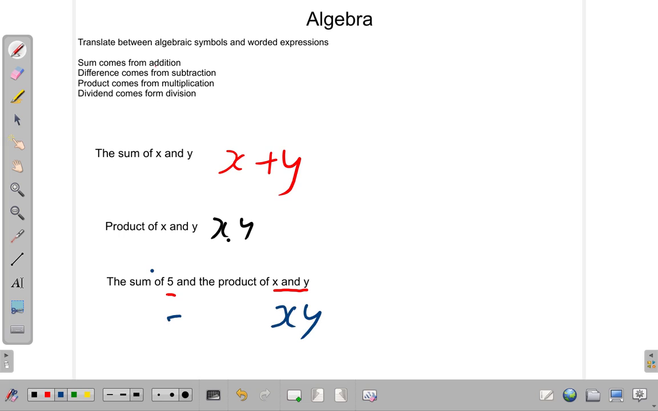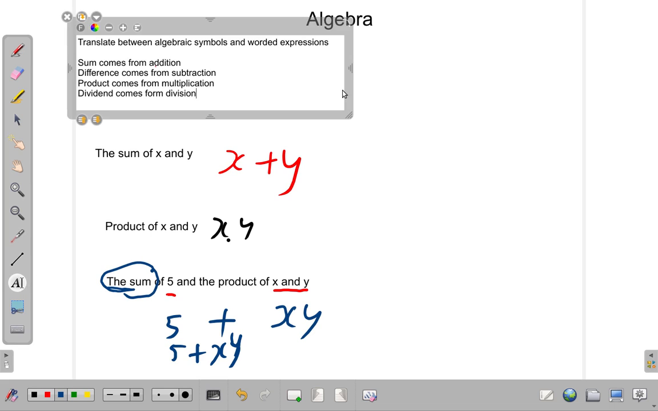And then here we have 5. Now we want the sum of these two things. That means we're going to add. So in this case, what we have is 5 plus xy, 5 plus x multiplied by y. So the sum is a plus of two things, of 5 and of the product of x and y. All right? So you see that?